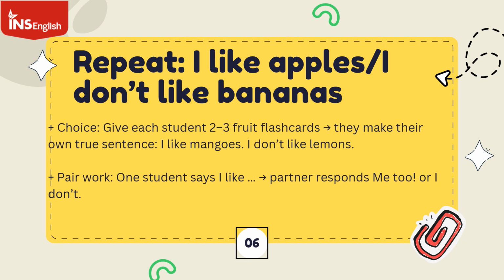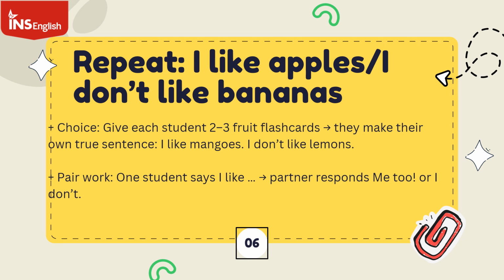Here are just more ideas about this. What we could do is give students 2 or 3 fruit flashcards, and they have to make their own sentence. So they choose one of the 3 things they like, one of the 3 things they don't like. This way, we're not giving them too much choice, but they're still having to make some conscious choice.